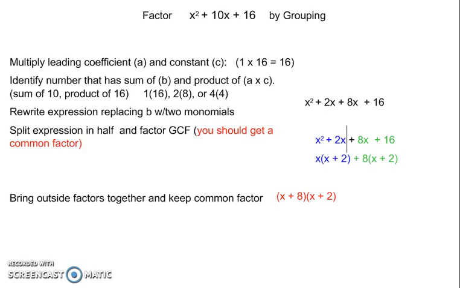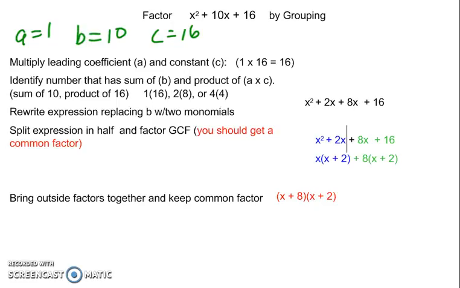So let's try factoring by grouping. First, we're going to identify a, b, and c from our expression. A, our leading coefficient, is 1. B is 10. And our constant is 16. So if we multiply our leading coefficient with our constant, 1 times 16 is equal to 16.